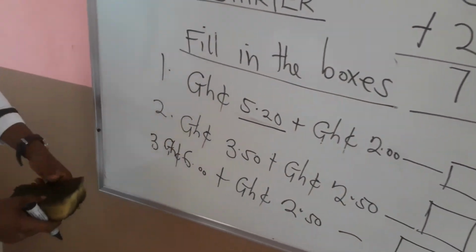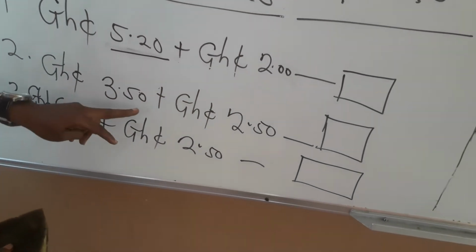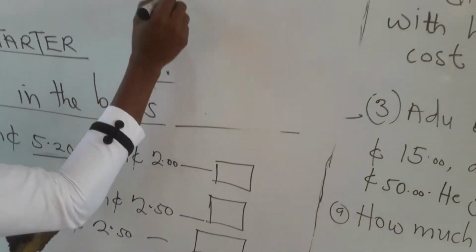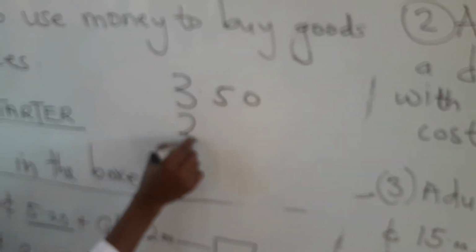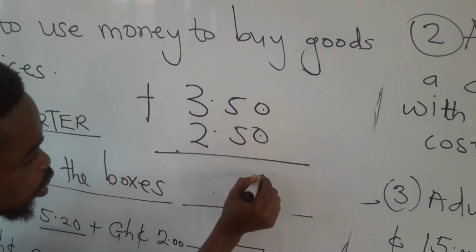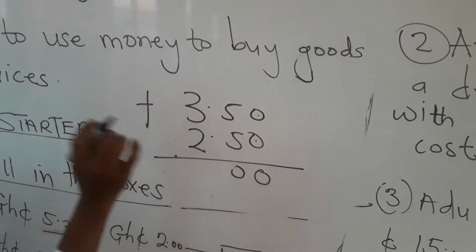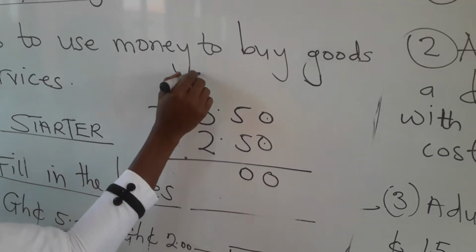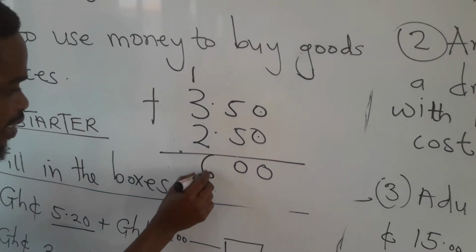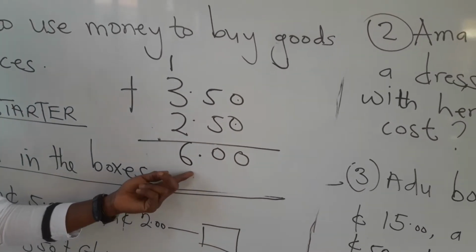Now let's move on to the next question, which says 3 cedis, 50 pesos plus 2 cedis, 50 pesos. We are still going to add them. 0 plus 0 gives 0. 5 plus 5 gives 10, so we write the 0 here and carry 1. Then 1 plus 3 gives 4, and 4 plus 2 gives 6. Then remember to bring the point here to make it complete. So now we have 6 cedis.